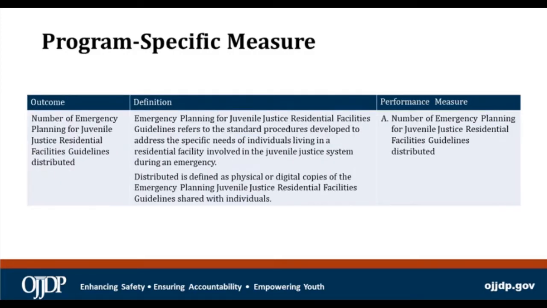The number of emergency planning for juvenile justice guidelines facilities distributed is a unique measure written specifically for emergency planning. Emergency planning for juvenile justice residential facilities guidelines refers to the standard procedures developed to address the specific needs of individuals living in a residential facility involved in the juvenile justice system during an emergency. For this measure, you will provide the number of emergency planning for juvenile justice residential facilities guidelines distributed.